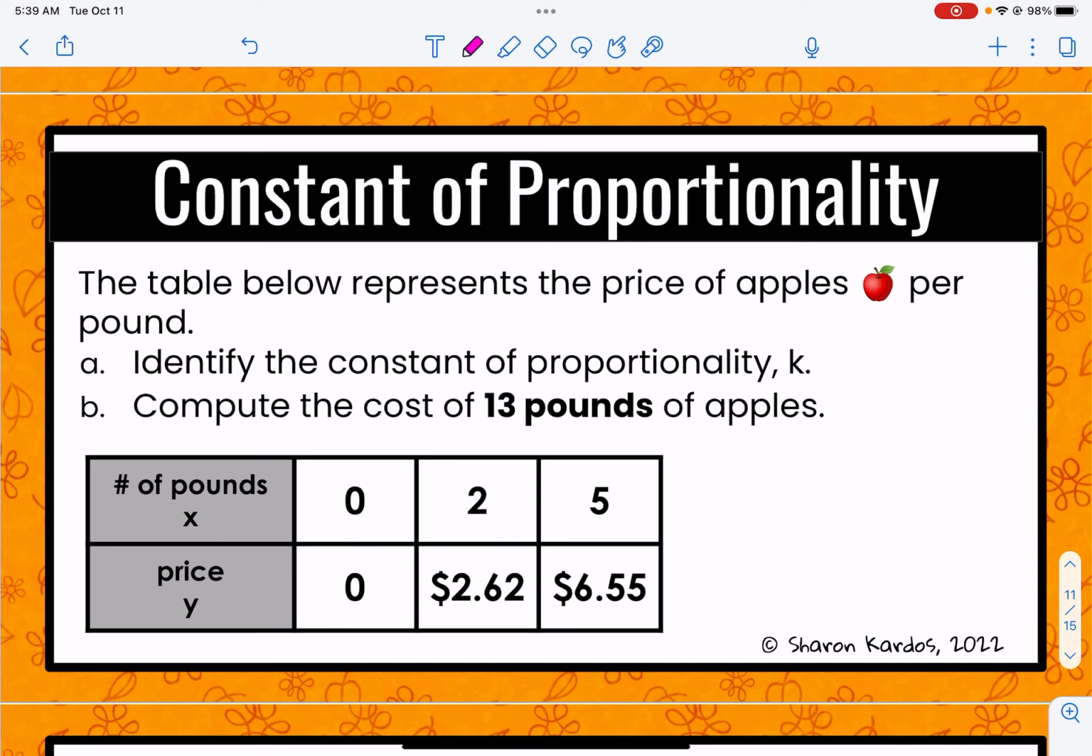So I have to do step A first. I have to identify my constant of proportionality. So I need to do my y divided by x. It doesn't matter which y and x I choose, but they have to go together. They have to be a pair. So I could choose this pair or I could choose this pair. But remember, don't choose 0, 0. Pause the video, take a minute, see if you can work it out, and then come back.